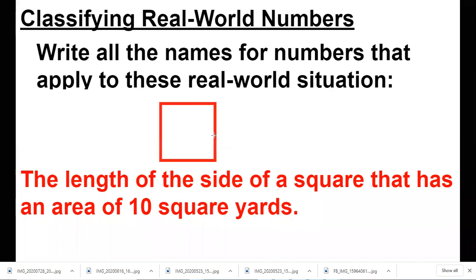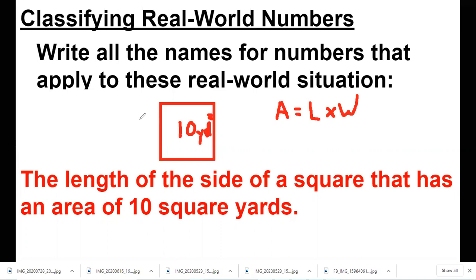Oops, there's a square. And what is the formula for area? The formula for the area of a square is length, L, times width, W, right? We know that the area of a square is 10. I'm going to put that in the middle because that means that's the area. It's 10 square yards. So YD with a little 2 by it. That means square yards. If I can fit the little 2 in there.